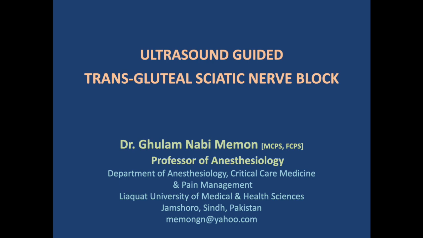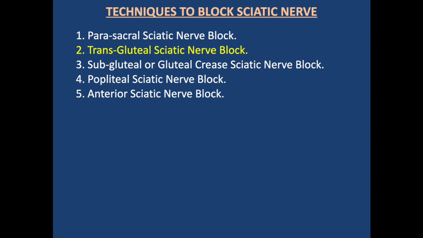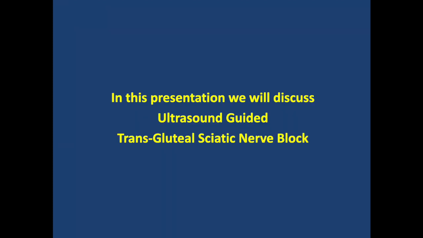Hi friends, today we will discuss ultrasound guided transgluteal sciatic nerve block. This is my introduction. There are 5 common techniques to block the sciatic nerve. These include parasacral sciatic nerve block, transgluteal sciatic nerve block, gluteal crease sciatic nerve block, popliteal sciatic nerve block, and anterior sciatic nerve block. In this presentation we will discuss ultrasound guided transgluteal sciatic nerve block.